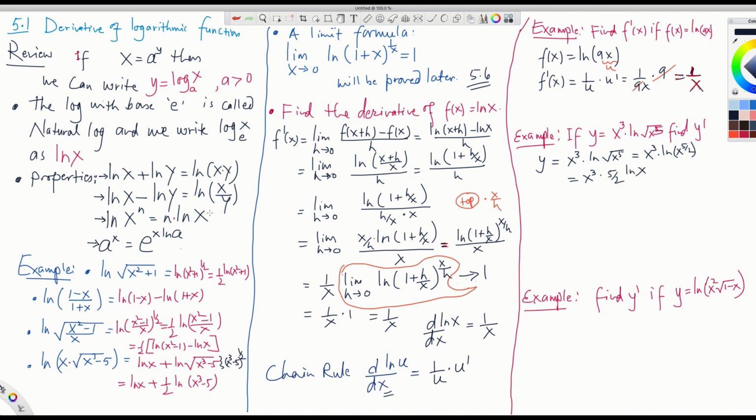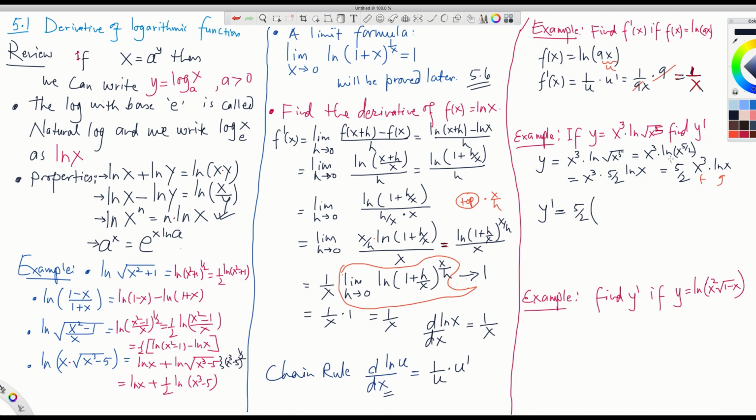See the formula number 3, the property number 3 that I used. This 5 halves, you can pull that to the front. 5 halves and then x cubed times natural log of x. Now I want to find y prime. You can think of this as f, and this as g. This is just a constant, so you can pull the constant out. So 5 halves is there.